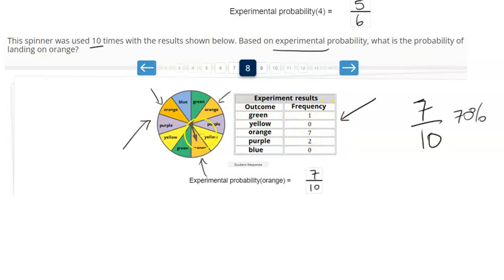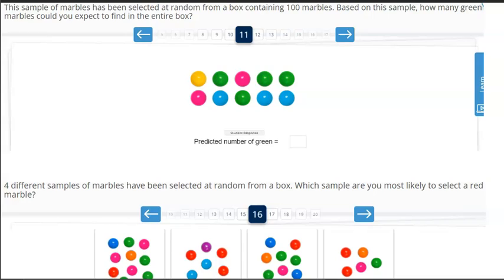So maybe this spinner is biased and it just is attracted to the orange. Maybe there's magnets involved. It doesn't matter, it doesn't care. We're just basing it on this experiment, so there's a 7 in 10 chance. So we're going to look at 2 more questions, and then you guys can tackle the set skill.